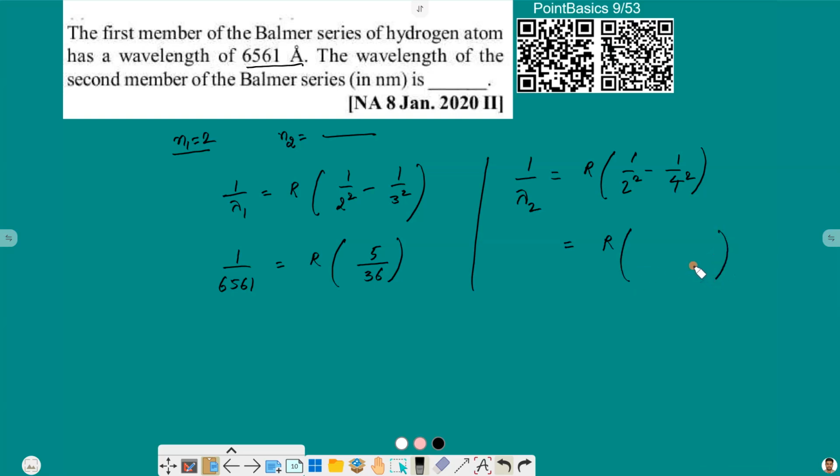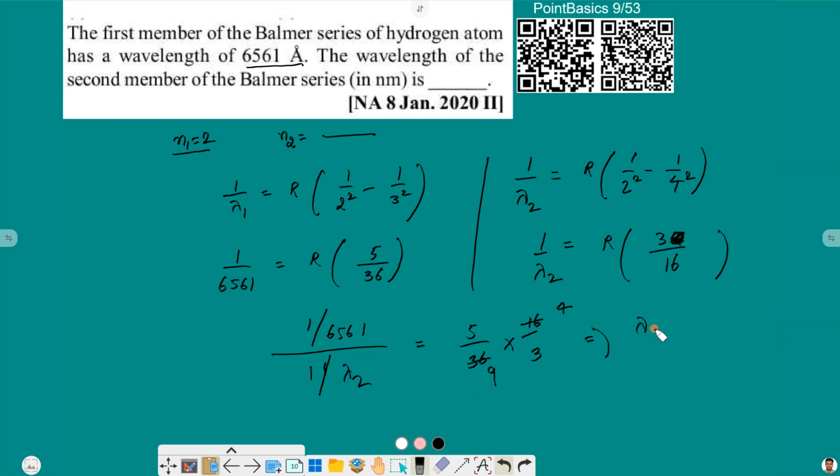When we solve this, we will get 3R by 16. So that is 1 by lambda 2. Now what I can do, I can divide both of these two, and what I will get is 1 by 6561 divided by 1 by lambda 2, and that will be equal to... Oh, sorry. R gets cancelled, and we have 5 by 36 and 3 by 16. So that will go on 4, that will go on 9.